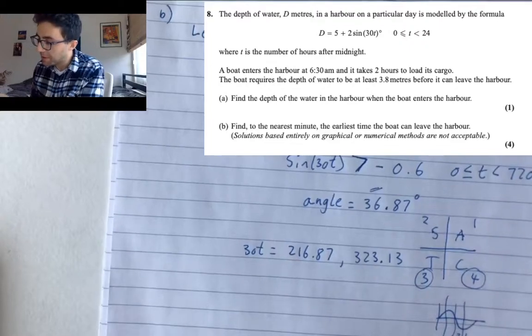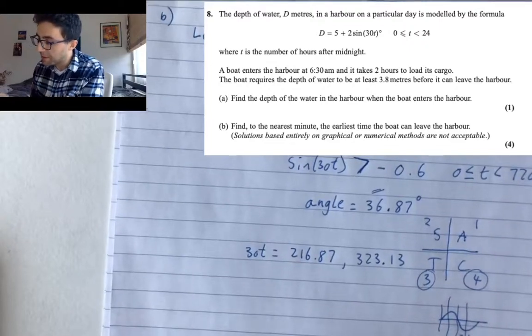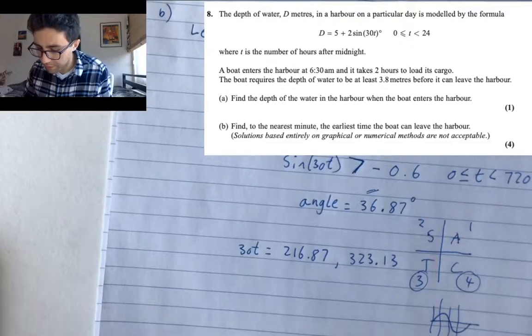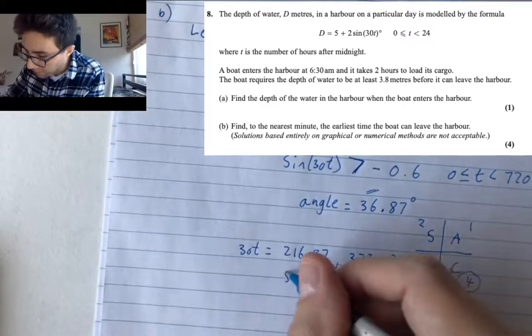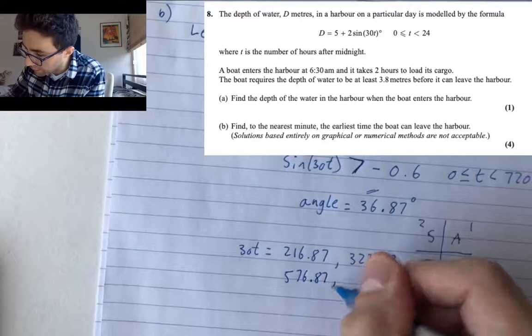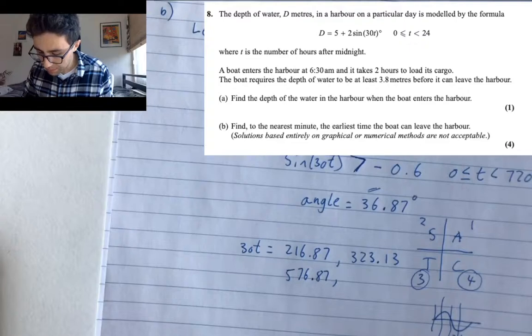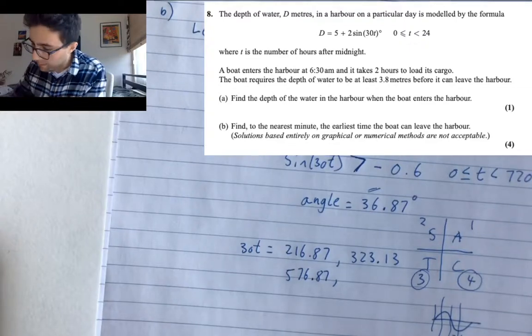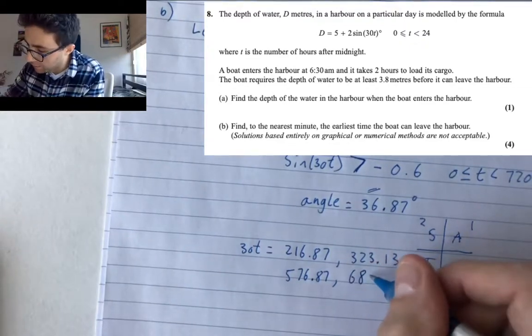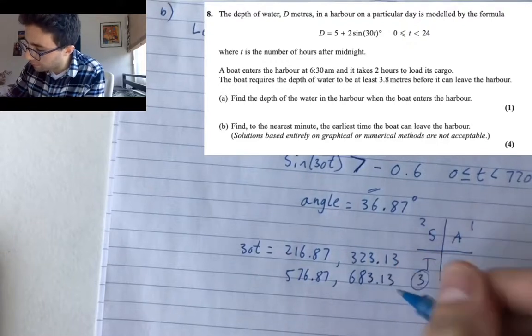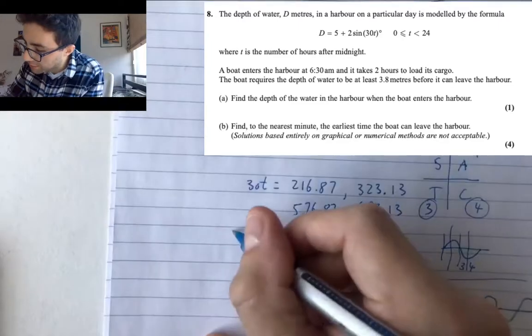So anyway, we need to add on 360. 216.87 plus 360 gives me another solution, 576.87, and adding on to 323.13, 683.13. Then let's divide everything by 30 now.